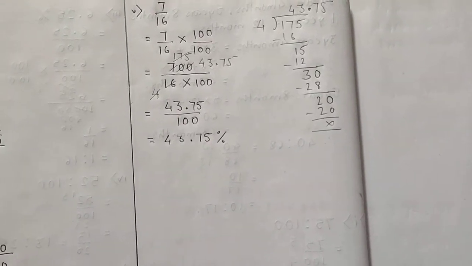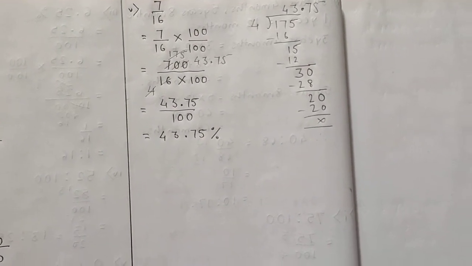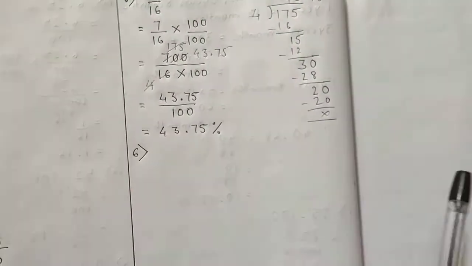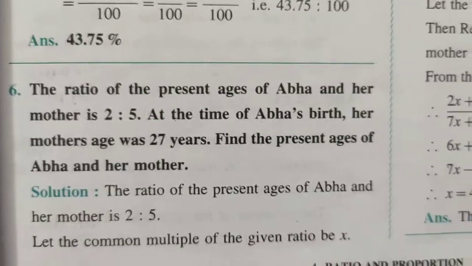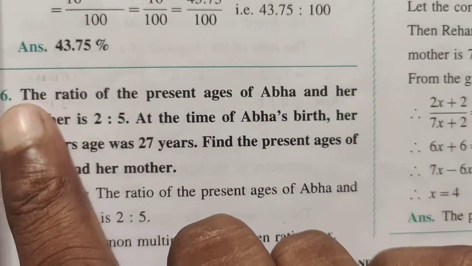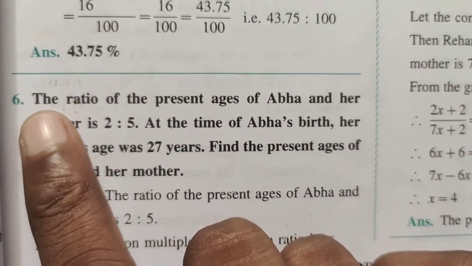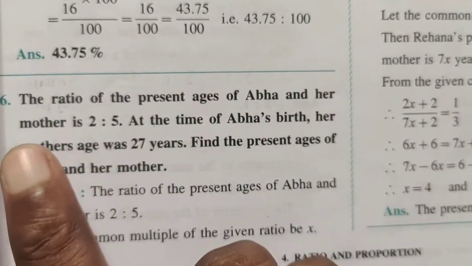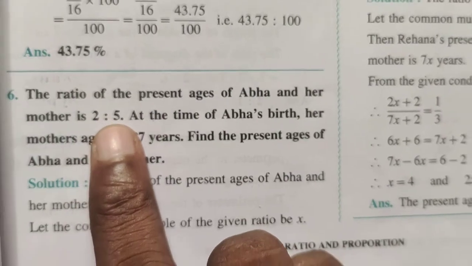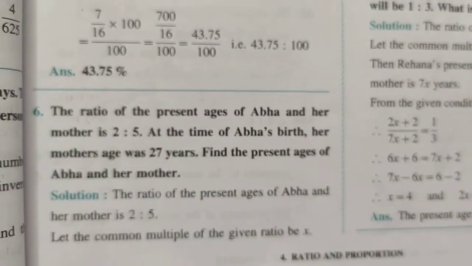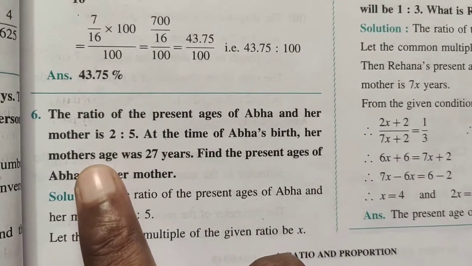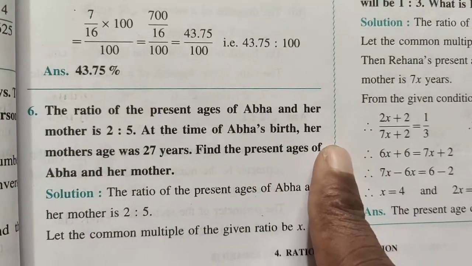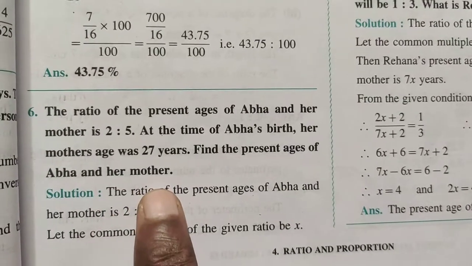Okay, so in this way we have completed question number 5. Now we are going to solve question number 6. Students, just see question number 6. The ratio of present ages of Abha and her mother is 2:5. At the time of Abha's birth, her mother's age was 27 years. Find the present ages of Abha and her mother.